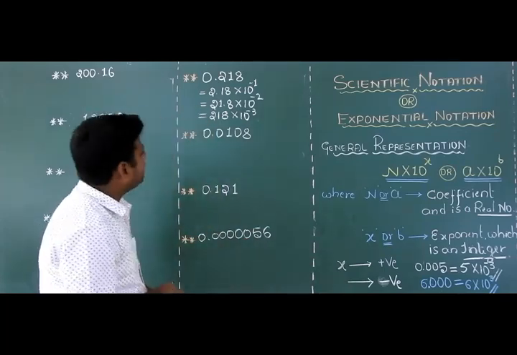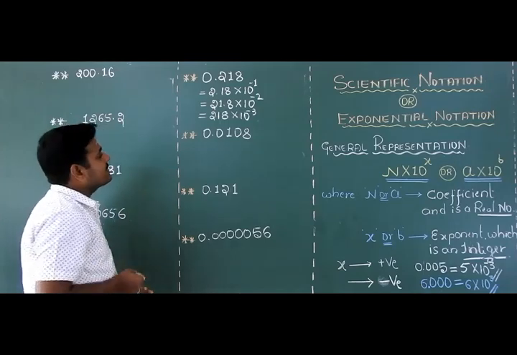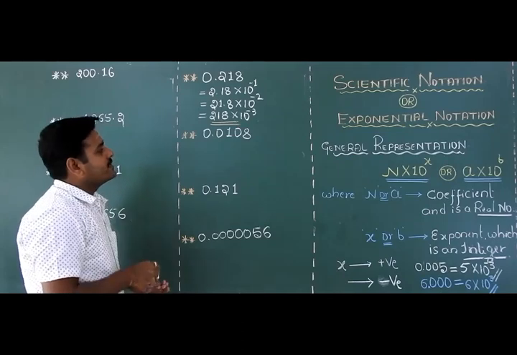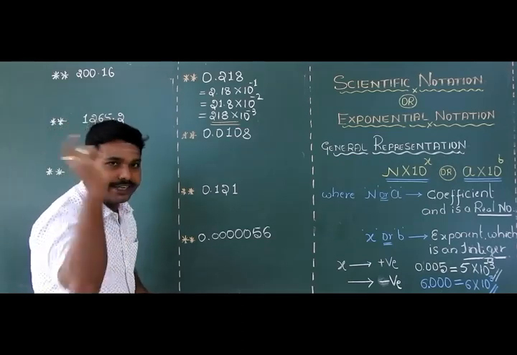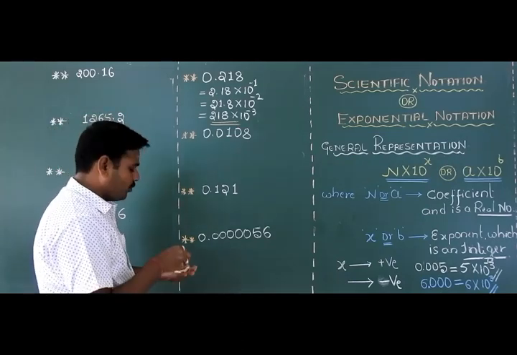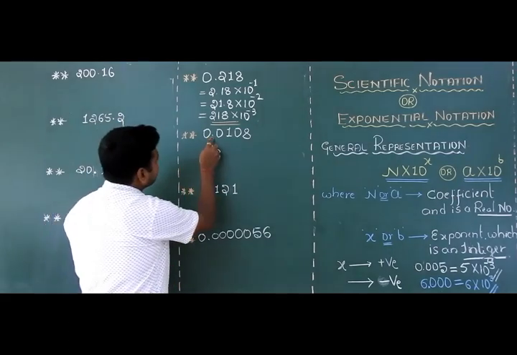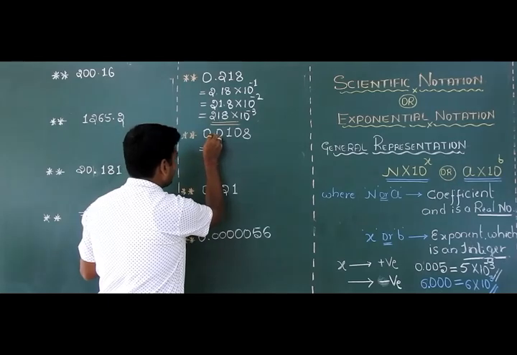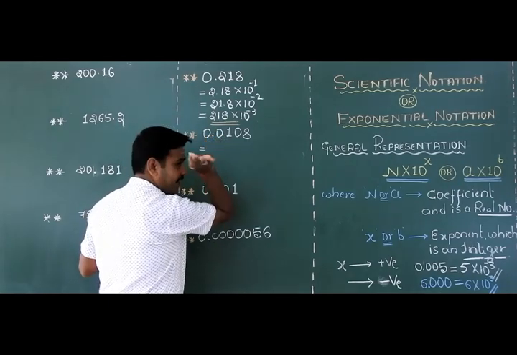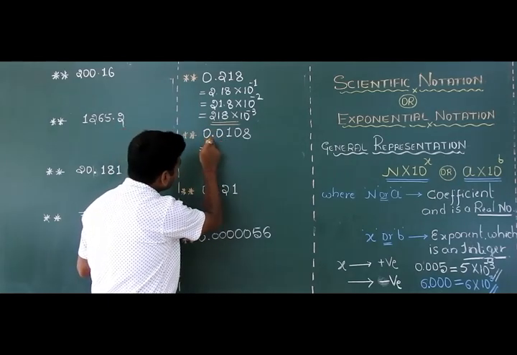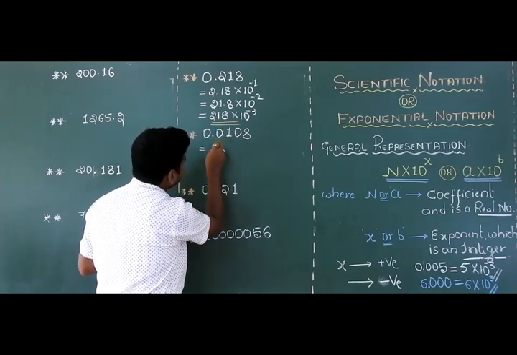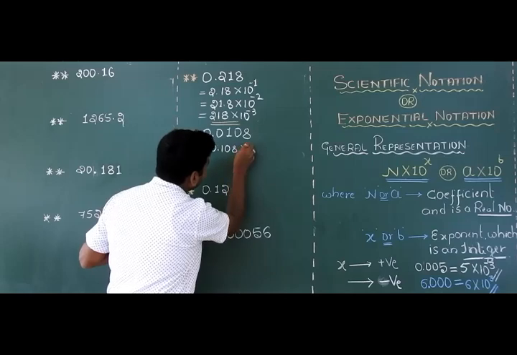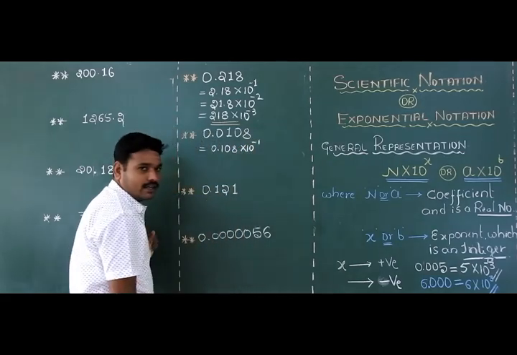And now similarly the second example is 0.0108. Again in this case also, the first point is, let us shift this decimal point after one digit. If you shift this decimal point after one digit, this number becomes 0.108 into 10 to the power of minus 1.